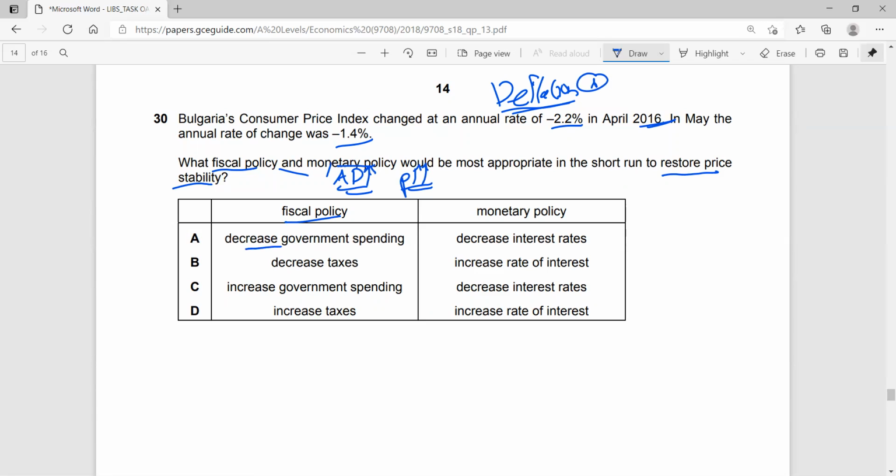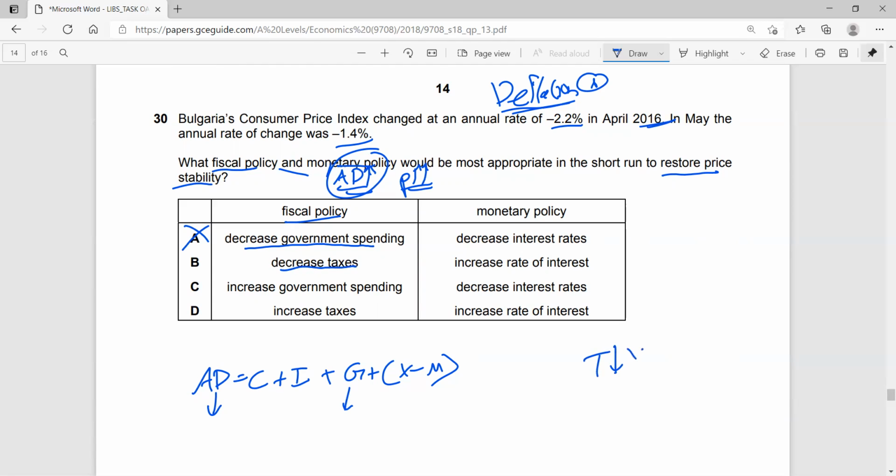Fiscal policy, decreased government spending. Let's write the AD formula. It's C plus I plus G plus X minus M. If you reduce government spending, AD will just reduce, and we wanted to increase AD. So you can just cross A out. Decrease taxes. If taxes decrease, disposable income increases, so you have more to spend. So you will consume more, and since consumption is a factor affecting AD, aggregate demand will also increase. So yeah, decreased taxes is good.